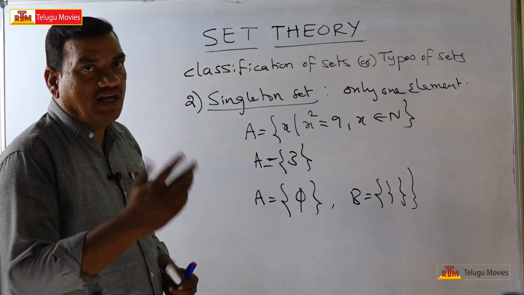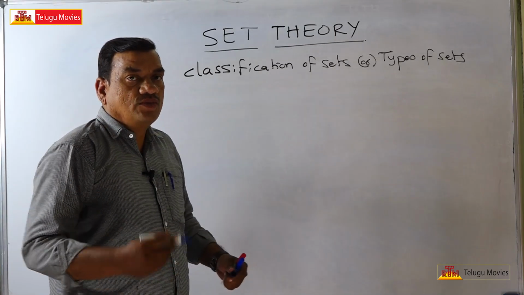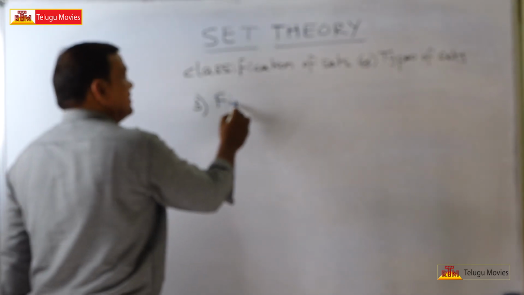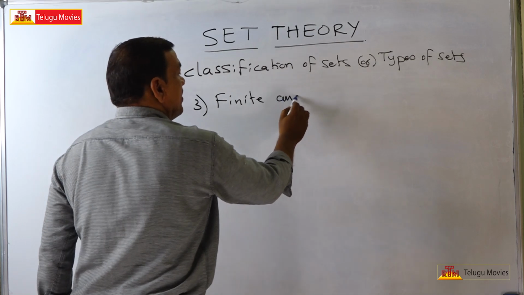Okay, now let us see the next type. Welcome back. The next type is finite and infinite sets.